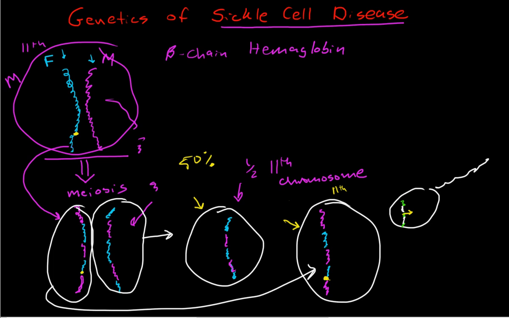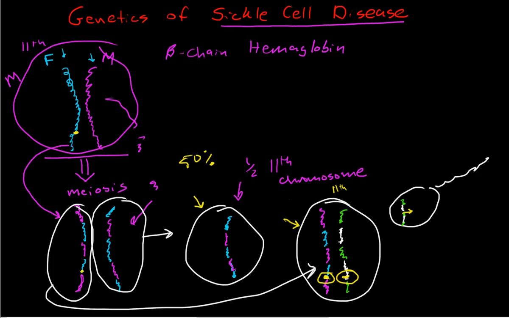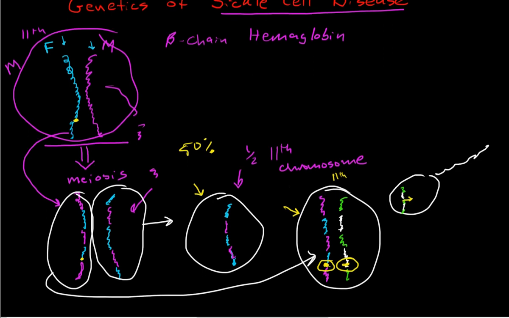Okay, so we've got the same sickle cell trait here that's being passed on by the father. So this person now has the same mutation on both sides of the 11th chromosome. Having the sickle cell trait on only half of the chromosome will not cause disease, but having the mutation on both halves of the 11th chromosome will cause the disease.